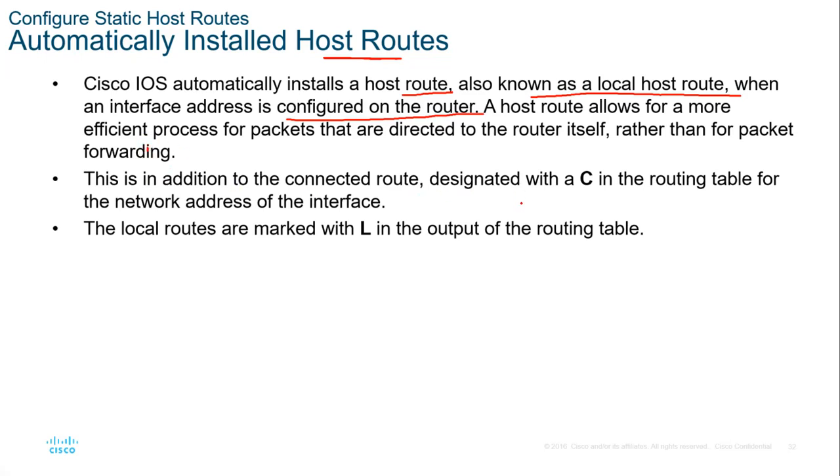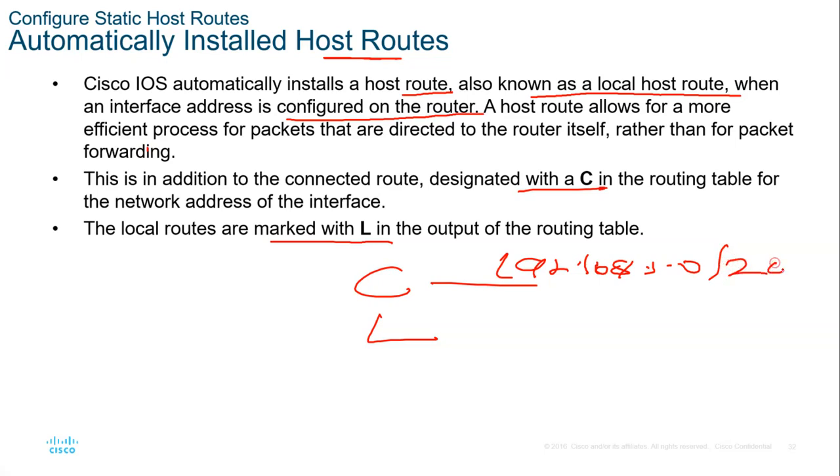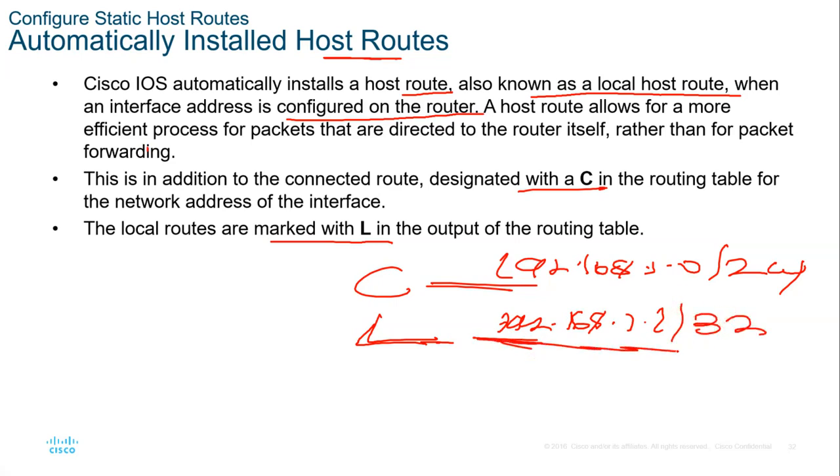The connected routes are designated with C, and the local routes are marked with L. We have been seeing this C and L. C indicates the network. For example, if you've used the network 192.1.0, this is the connected network. But there is this L, indicating local, that indicates the exact address assigned on that very interface, maybe .1 with a slash 32, indicating that it's exactly this IP address only.